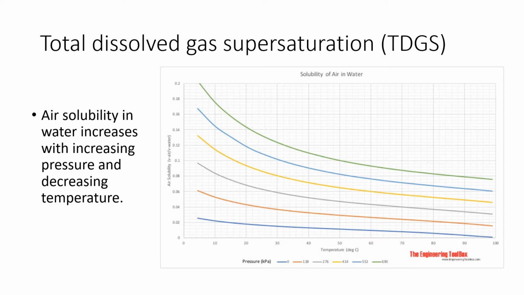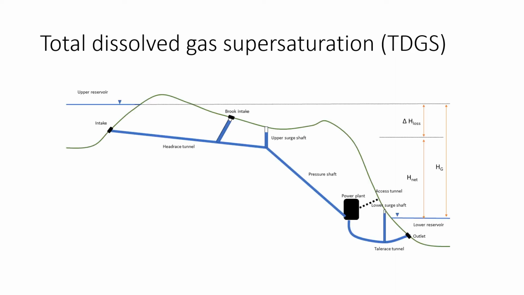So then total dissolved gas supersaturation is what happens if your water contains more air than it is able to hold on to. So you have more air dissolved in the water than the solubility threshold. This might happen, for instance, in a hydropower plant.